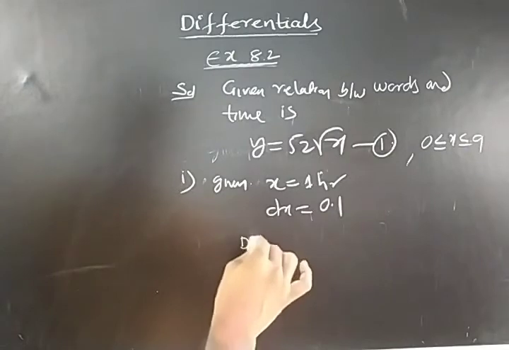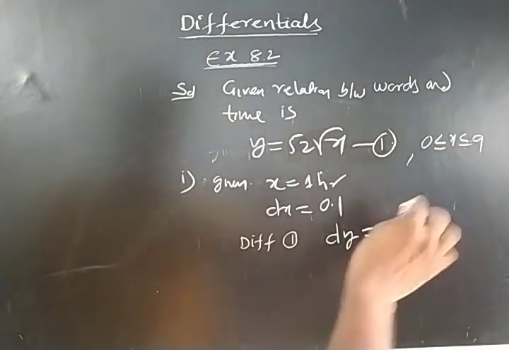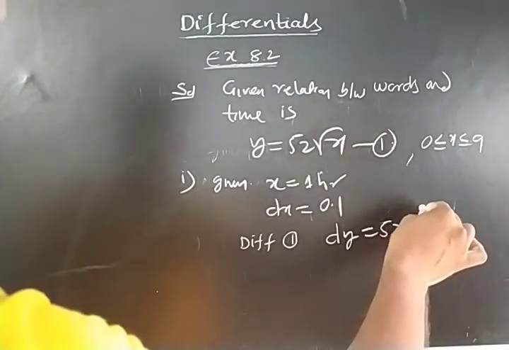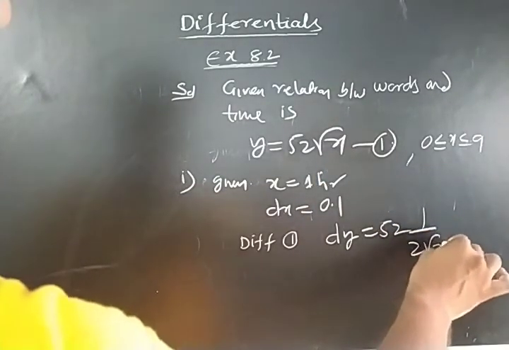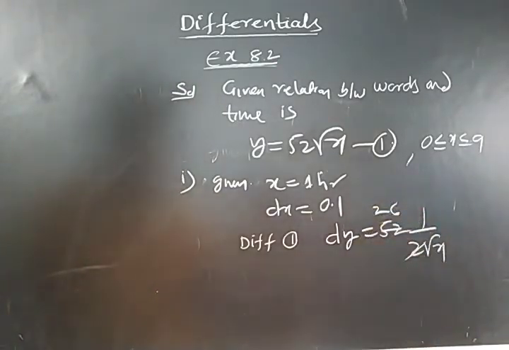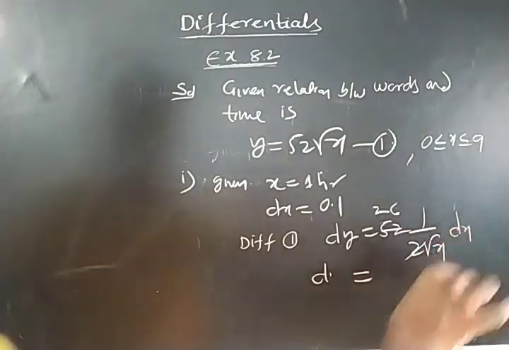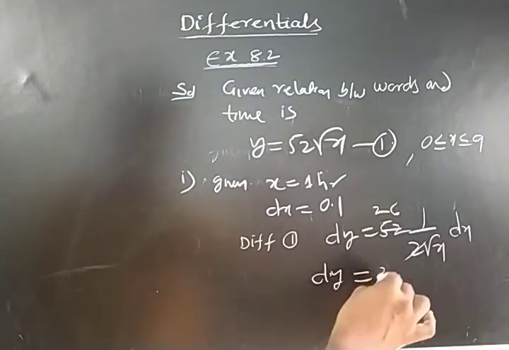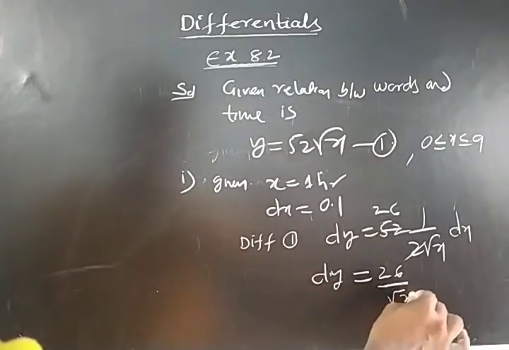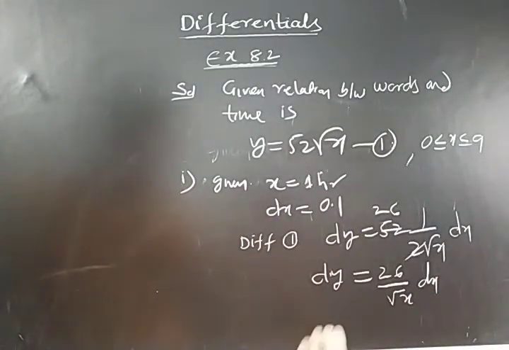Now I am going to substitute after differentiating 1 on both sides. If you differentiate y, what we will get? You will get dy. At the right hand side, 52 is constant and the root x derivative is 1 by 2 root x. By simplifying, 2 2s are 4, 2 6s are 12. So dy is 26 by root x dx. Now substitute these values in this, and you will get the required change in number of words.